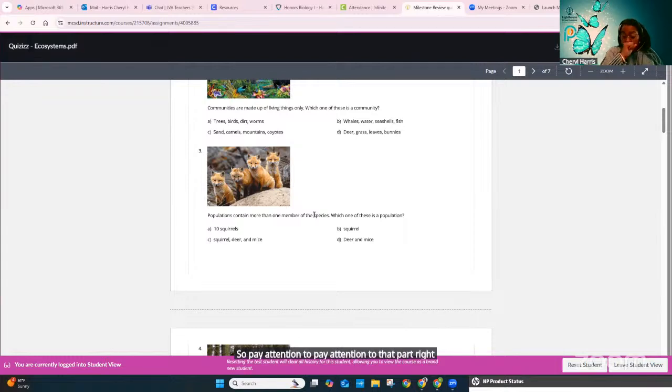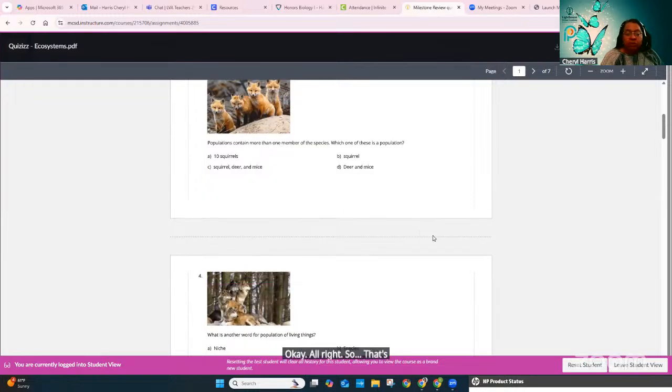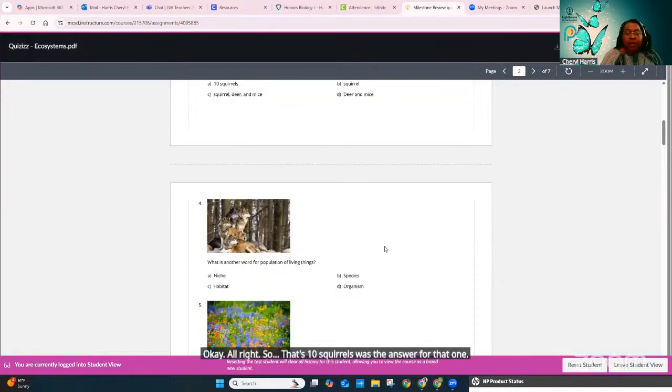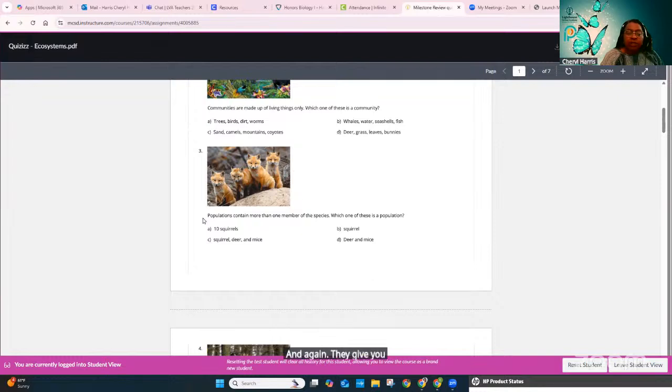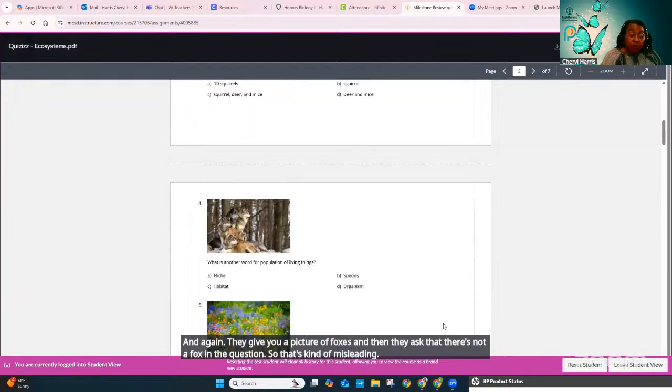So pay attention to that part right there. So they tell you what it is. We have the squirrels, and again, squirrels are mentioned in B and C, but a squirrel by itself is not a population. It's an organism. 10 squirrels is a population. Okay, a squirrel, a deer, and a mouse is a community because they're different, but only if they live in the same space. All right. So 10 squirrels was the answer for that one. And again, they give you a picture of foxes and then there's not a fox in the question. So that's kind of misleading, but pay attention to the question.